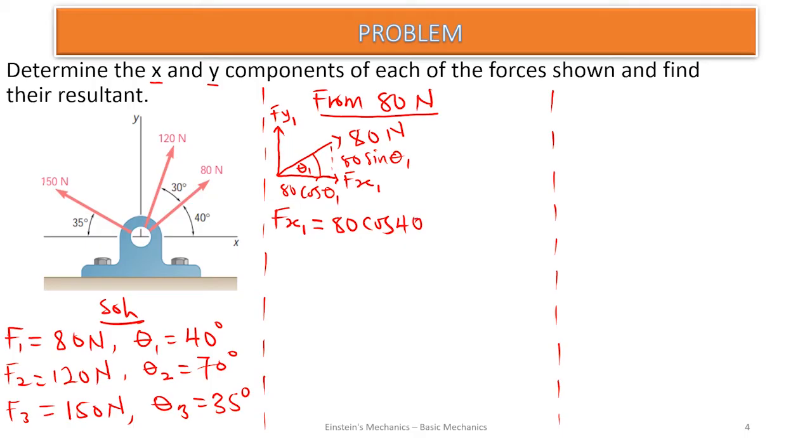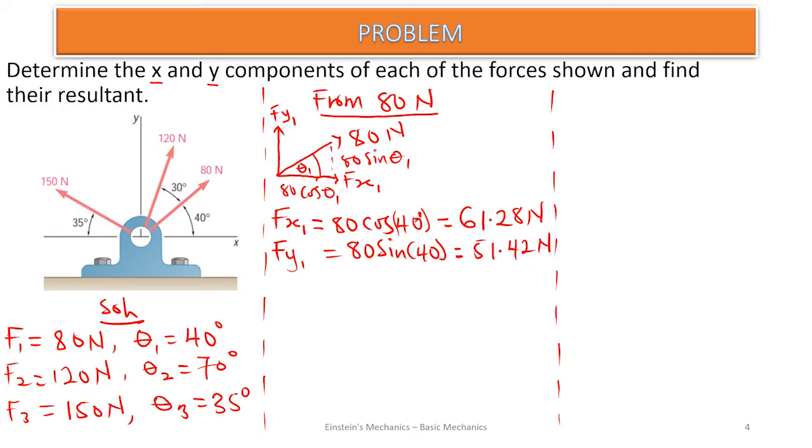And when you punch this, this is a 40 degree angle. This is going to give us 61.28 Newtons. When we resolve F on the y, it is going to be 80 sine 40 degrees, and this is going to give us 51.42 Newtons. Are we okay? So this is for the 80 Newton force resolved on the x and the y.